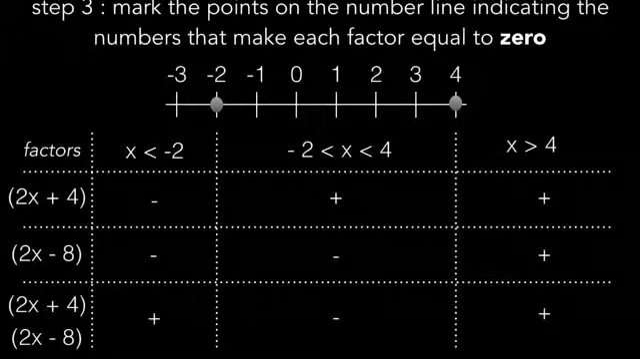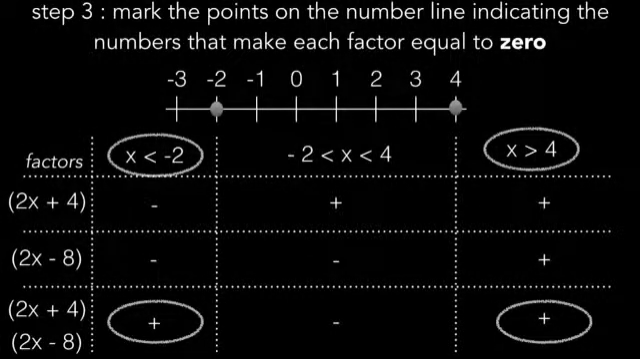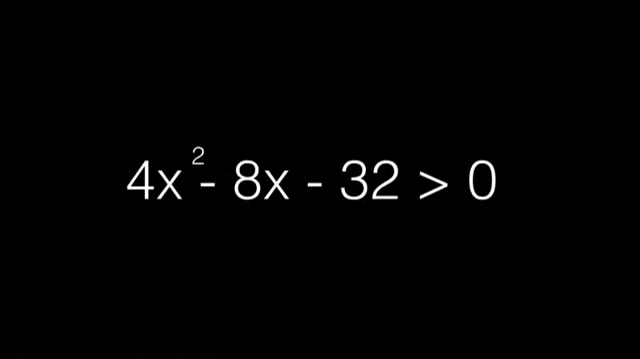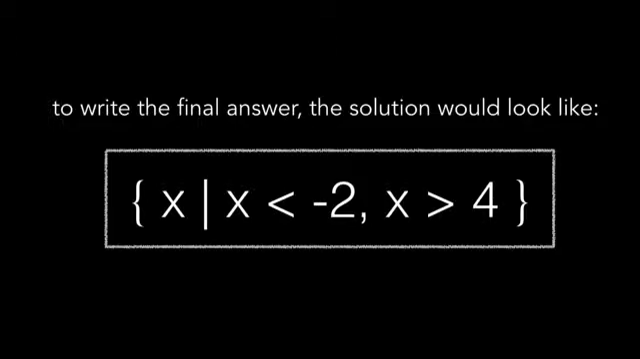What region or regions do you think is the solution set to the given inequality? Well, the regions that satisfy the inequality are x < -2 and x > 4, because a positive value satisfies the condition in which the inequality is greater than 0. To write the final answer, the solution would look like {x such that x < -2 and x > 4}.